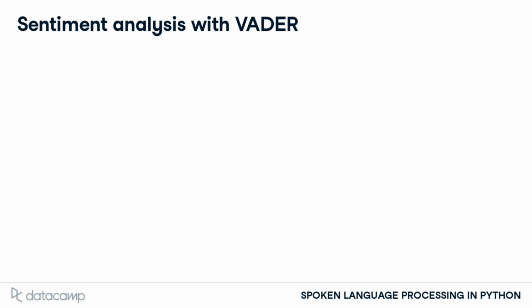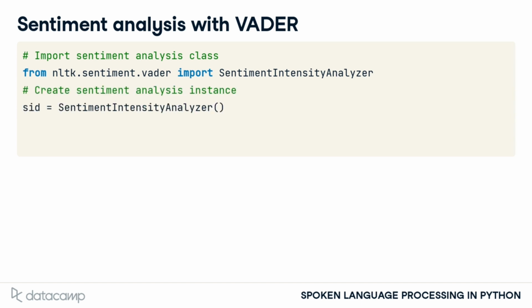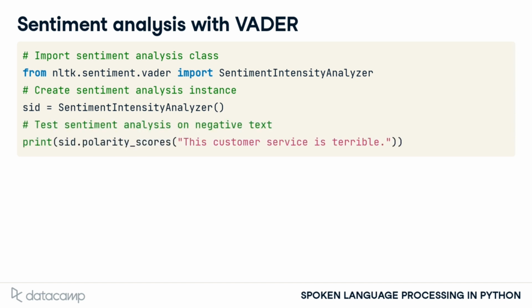To start sentiment analysis, you import the SentimentIntensityAnalyzer class from the NLTK VADER module, and then instantiate an instance of SentimentIntensityAnalyzer and save it to the commonly named variable sid. You can find the sentiment scores of a piece of text by calling polarity_scores on sid and passing it a string.